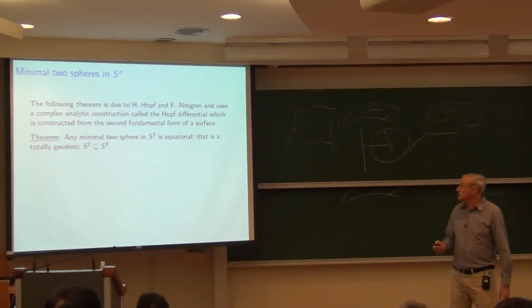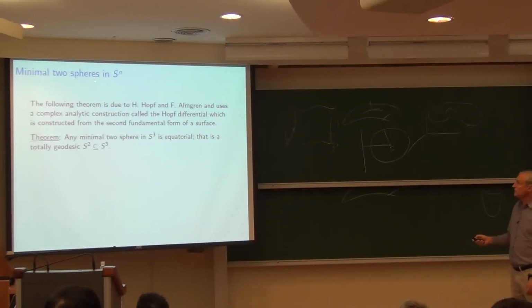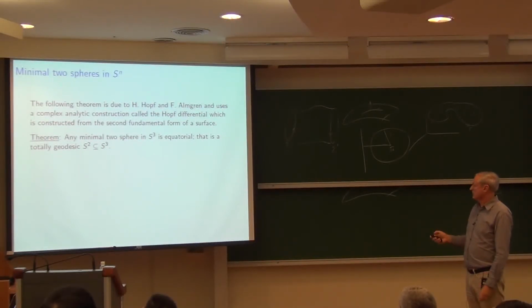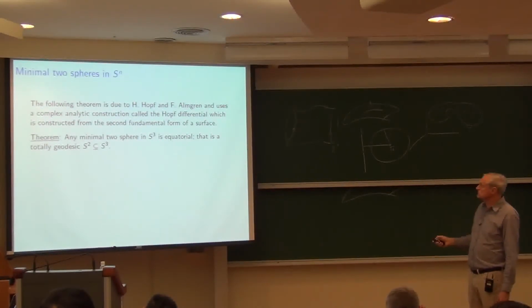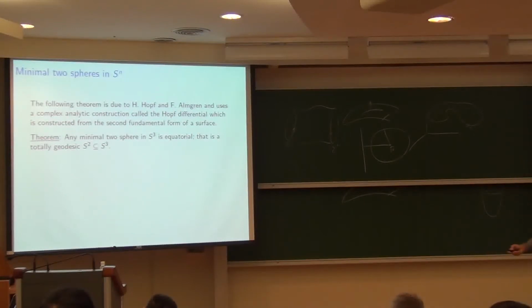And let me just summarize the theory of minimal two-spheres in S^n. So of course, the simplest surface is the two-sphere, and so it's interesting to understand the minimal two-spheres in S^n. And in fact, the following theorem was proven, I think, in the early 60s by Almgren, but it really uses a method of Hopf. Due to Hopf and Almgren, it uses a complex analytic construction. It's called the Hopf differential.